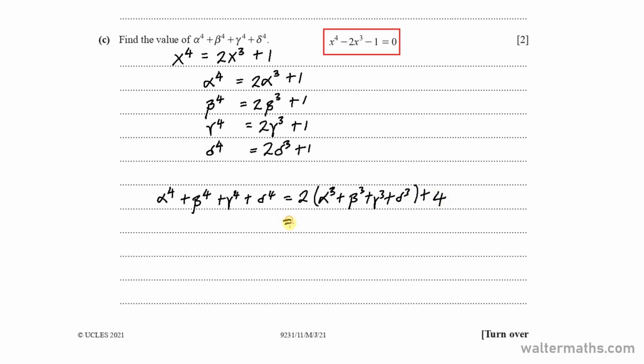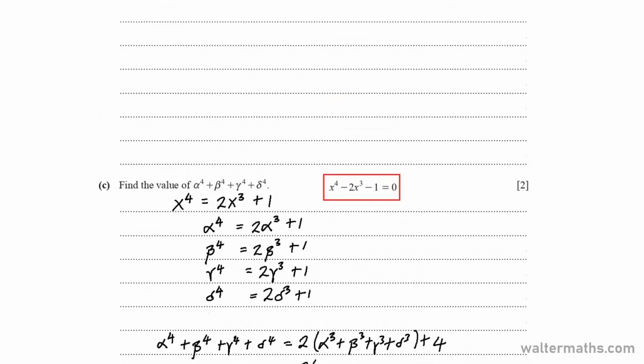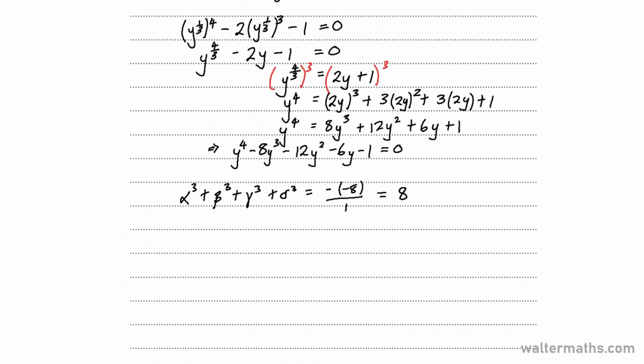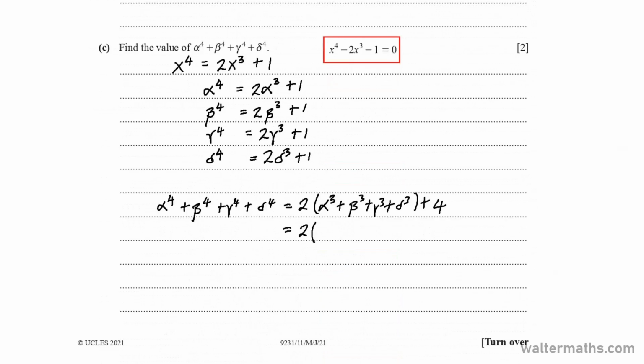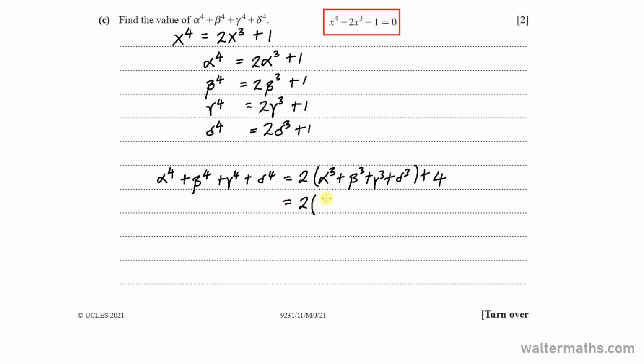Okay, so for the sum, here we get 2 of, and here we've got the sum alpha cube plus beta cube plus gamma cube plus delta cube, which we got a little bit earlier as 8 right here. So that's 8. So we have 8 here, and that's plus 4, which is 16 plus 4, which gives us 20. So the answer to part C is 20. And that's it for this question.